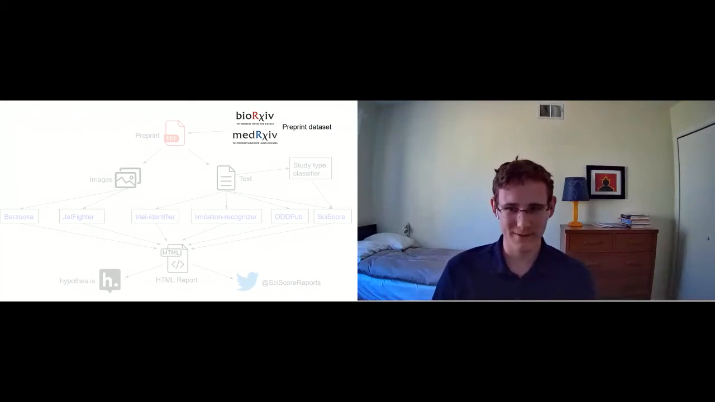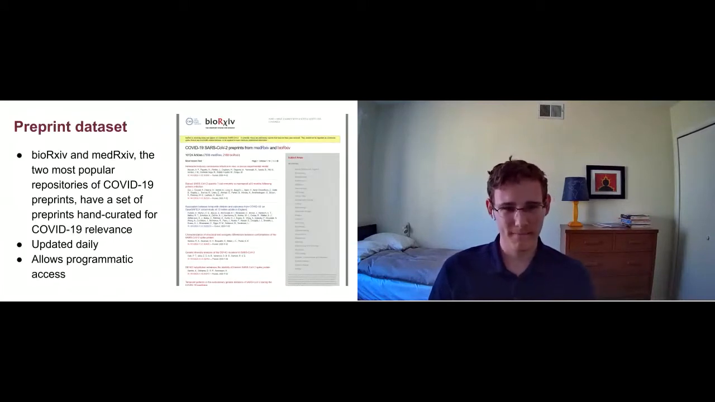So let's first talk about the preprint data set. We use bioRxiv and medRxiv, which are, as I said earlier, the two most popular repositories of COVID-19 preprints. And they have a set of preprints hand-curated for COVID-19. And it's updated daily and allows for programmatic access. So on the right here, you can see the web page for that.